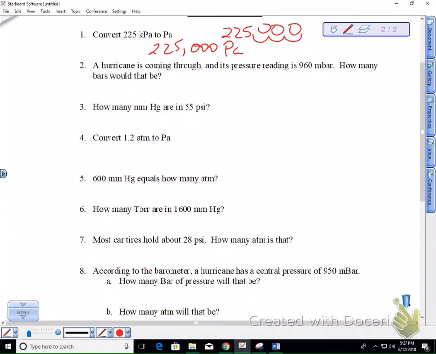Number 2 is something you might hear on the news. 960 millibars, maybe as a hurricane's coming through. How many bars would that be? Well, we have 960. Milli is to the right of base. If we're going to bar, that would be base. So we're going to go 3 steps to the left. 1, 2, 3. So our new unit is 0.96 bar.